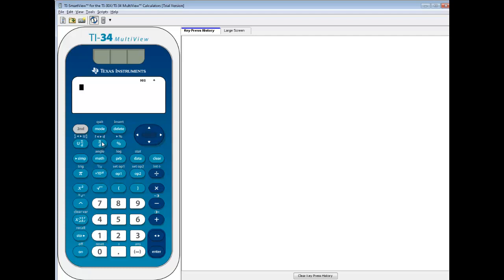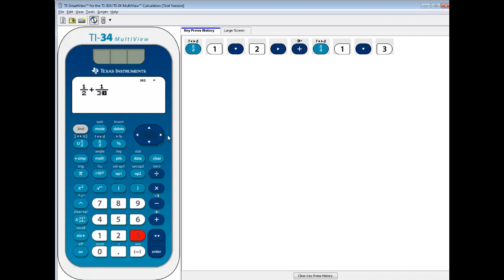So we've got this fraction button here. I'll push it, and then I do 1, then down arrow to my denominator, and put a 2 in, and then right arrow, then plus, and then push my fraction button, then 1, and then down arrow, put 3 in, and right arrow, and press enter, and then we get 5/6. And that's our answer.